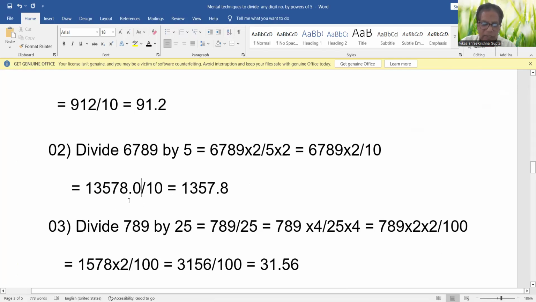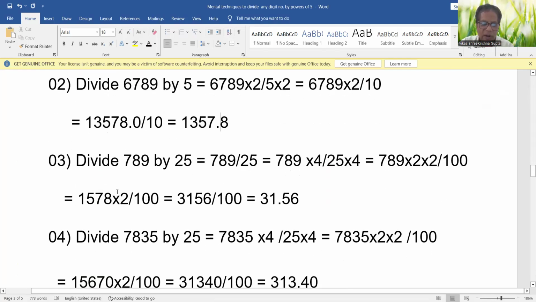Now dividing by 10 means that I'm shifting this decimal 1 digit towards the left side. So my answer will be 1357.8. This will be the answer. I shift the decimal 1 digit to the left side. It becomes 1357.8.